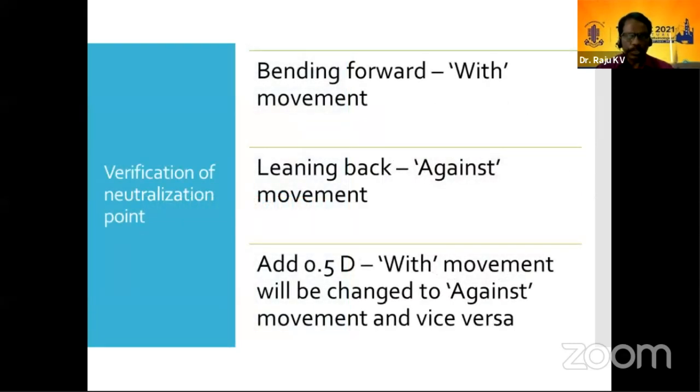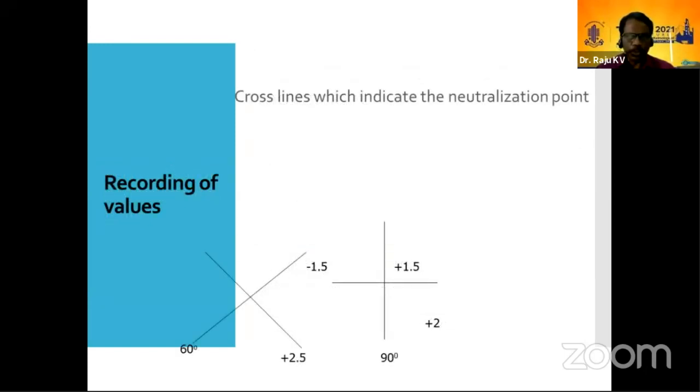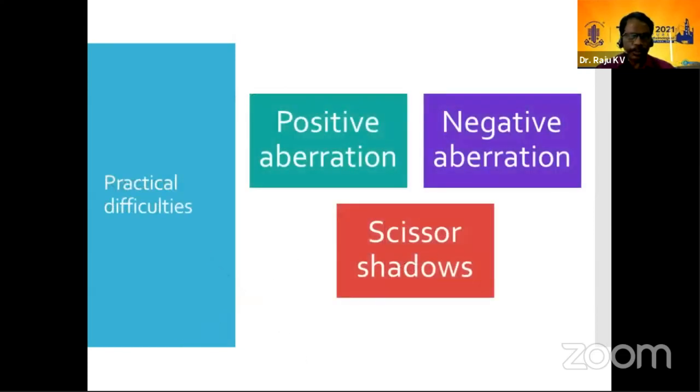And this is how we verify whether we are at the correct point by bending forward or leaning back. There will be slight variation in the movement of the shadow, or you can add 0.5 diopter addition of what is required, or deletion can be tried. Then this is how we record the retinoscopic readings accurately, vertical and horizontal or oblique axis. And some practical points are positive aberration, negative aberration, and scissor shadow.